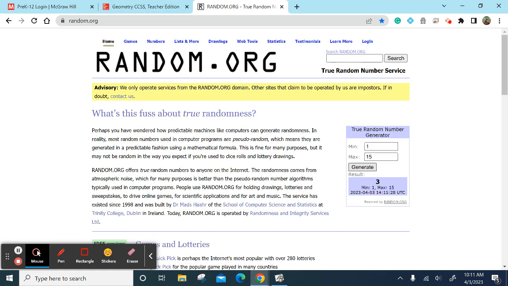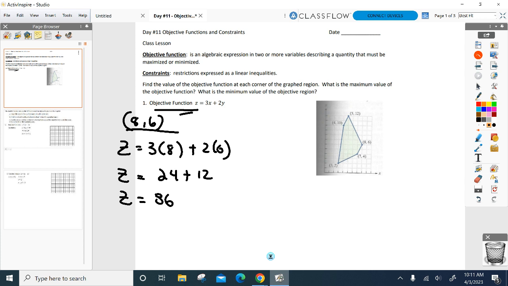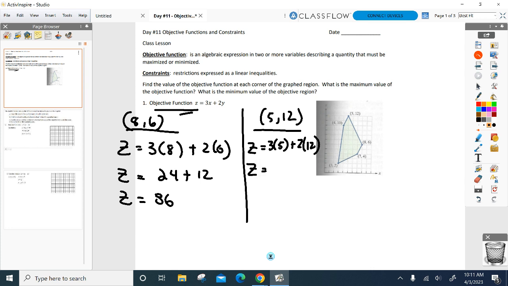What other one can you pluck off? We got a bunch more. 5, 12. Let's plug it in. So take 5, 12. Plug 5 in for X, 12 in for Y, and see what value for Z we get there. So 3 times 5 plus 2 times 12. Everyone getting 39 out.